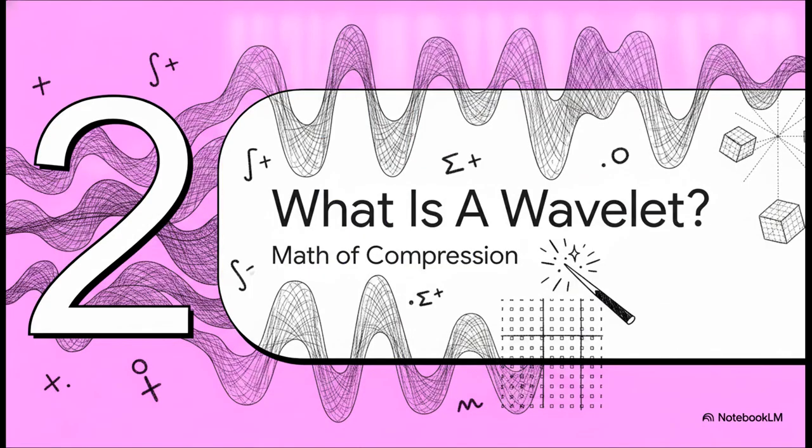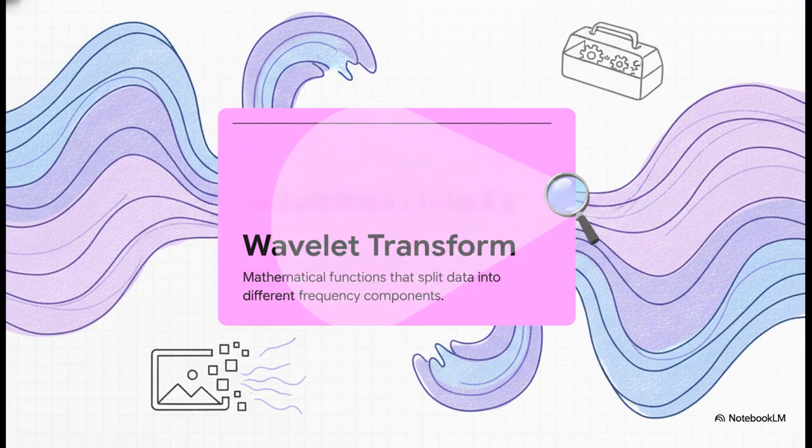Section 2. What is a wavelet? To achieve true efficiency in that lossy transformation branch, we turn to our unsung mathematical hero, the wavelet. Think of a wavelet transform as a highly specialized mathematical toolbox. Unlike older methods that basically treat all data exactly the same way, wavelets are mathematical functions that split data into different frequency components. This transform breaks down a signal into basis functions, called wavelets. It's just brilliant and incredibly efficient because it analyzes each frequency component with a resolution that perfectly matches its scale.